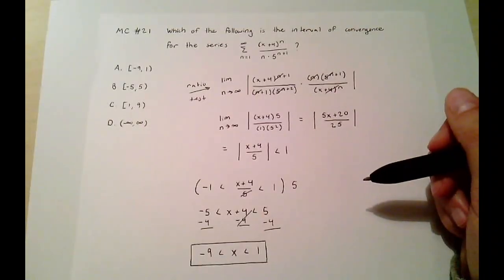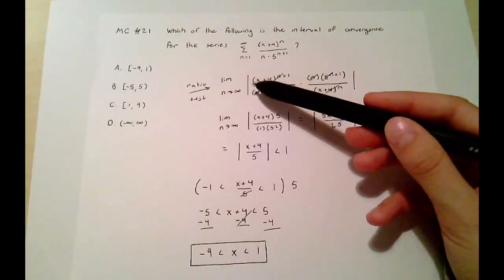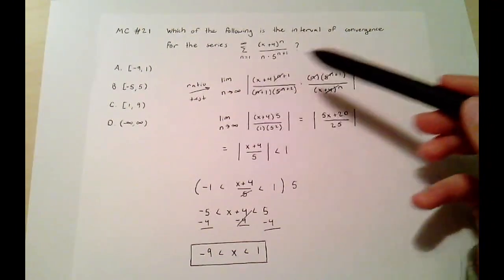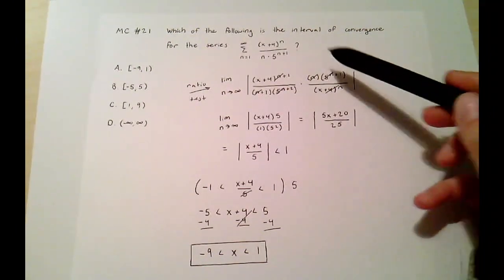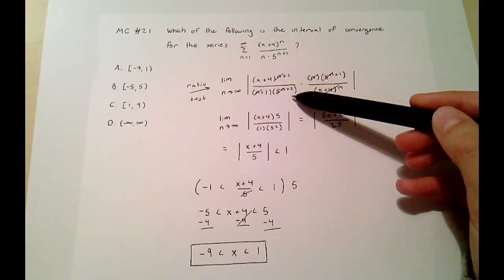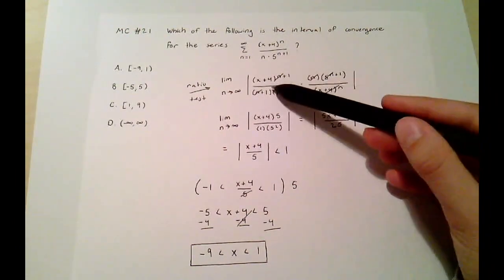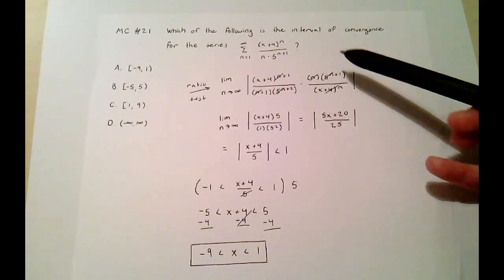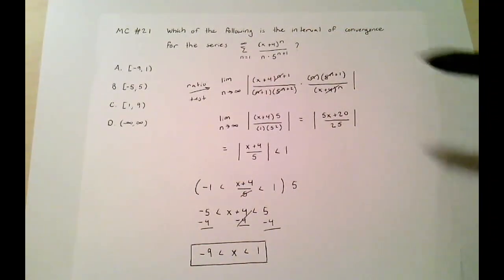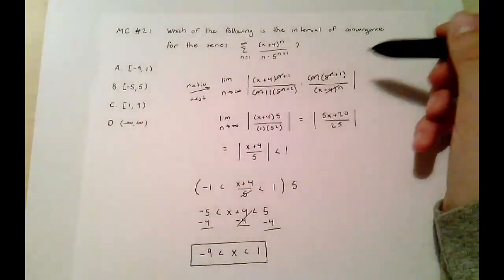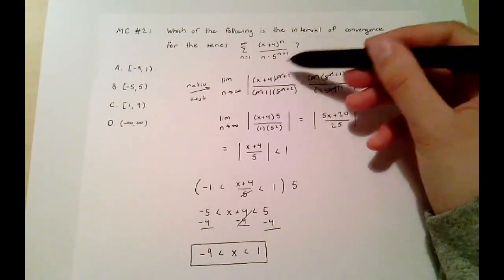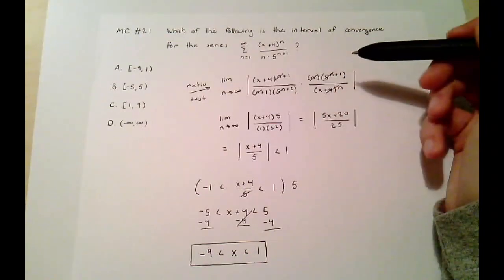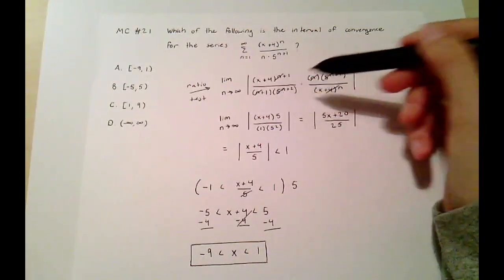For multiple choice question number 21, we are finding the interval of convergence for a series. I used the ratio test, where the limit as n approaches infinity is placed inside absolute value bars. I rewrote the original summation, but for every n, you add 1. Then you multiply by the reciprocal of the original summation. We were able to cancel like terms, with the (x+4)^n canceling with this one, the n canceling with this one, and the 5^n canceling with this one here.